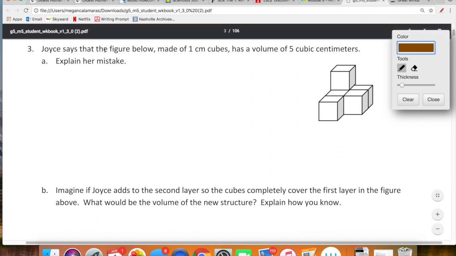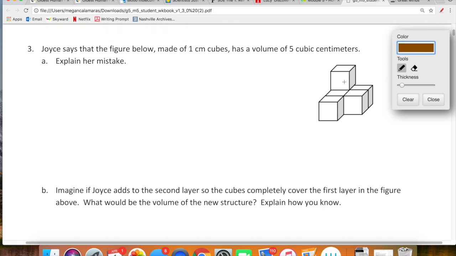Okay, pretty cool. Let's look at this problem number 3. So Joyce says that the figure below, this one right here, made of 1 centimeter cubes, has a volume of 5 cubic centimeters. Explain her mistake. Okay, well, let's just count what we see. I see 1, 2, 3, 4, 5. Okay, yes, Joyce, I see 5 centimeter cubes, but Joyce is forgetting about our friend named gravity.